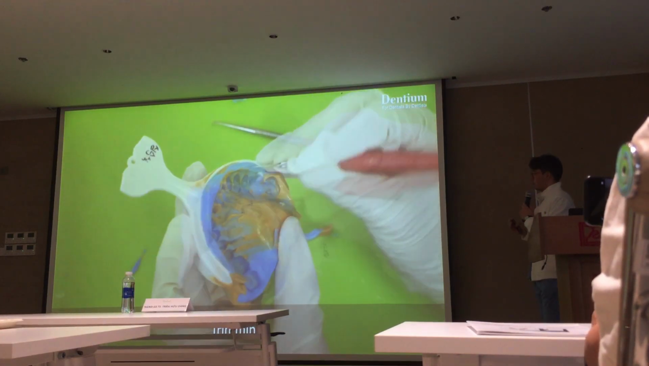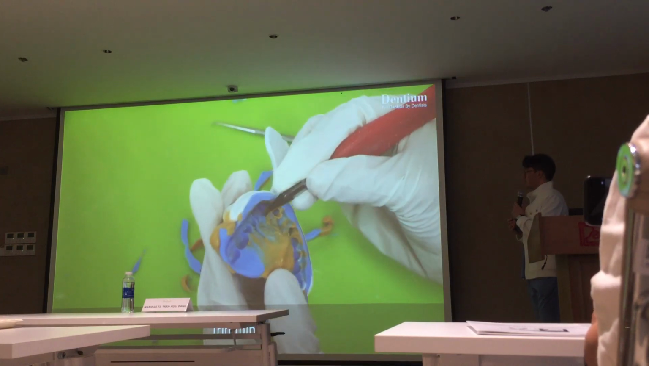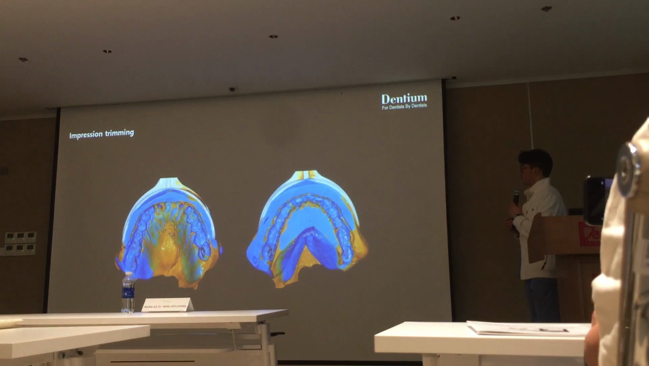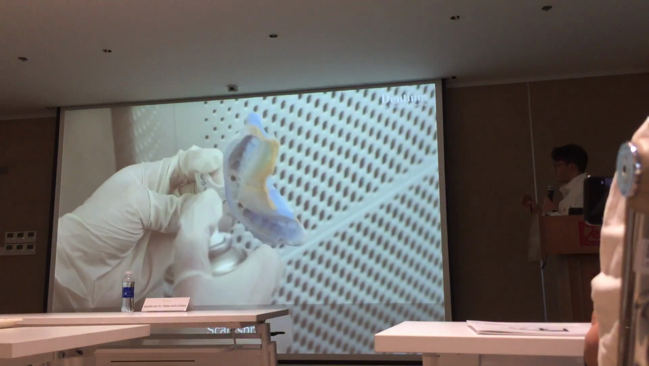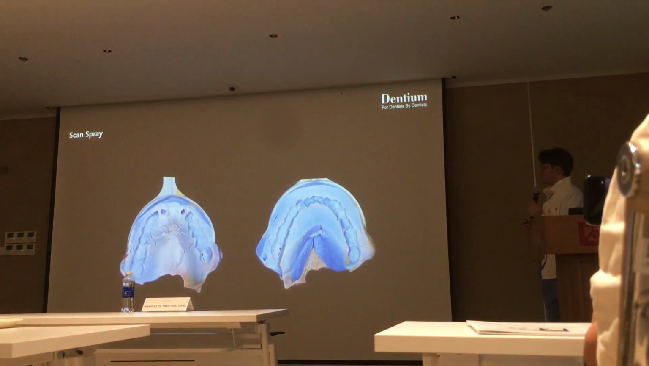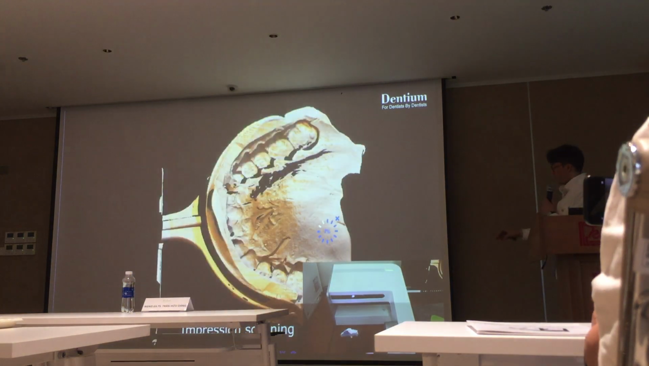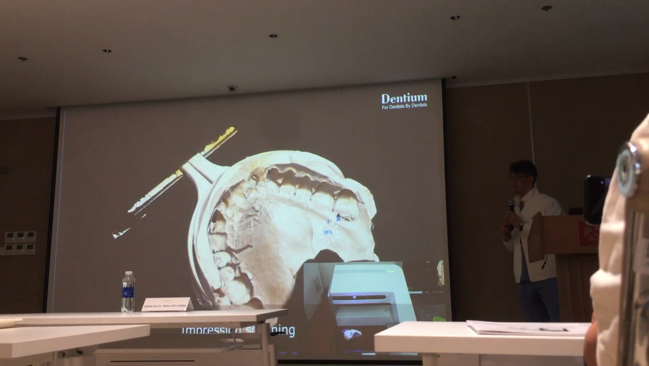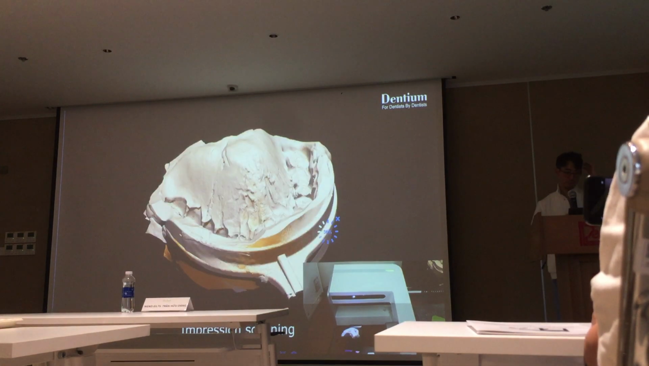Also in the proximal area, mình cũng lấy bớt cái cao su ra. This is after impression trimming. We spray it, and we scan it with the table top scanner.